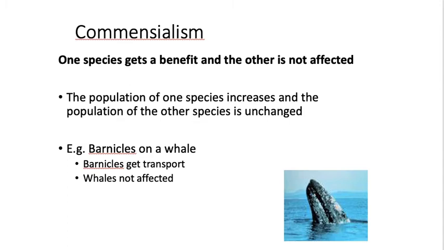Another example of symbiosis is commensalism. Now, in this case, one species is getting a benefit and the other species is not getting a benefit, but there's no harm being done to it either, so it's not really affected. What's going to happen in terms of population here? Well, the species that's getting the benefit, its population is going to increase, and the other population isn't really going to be affected. And an example would be barnacles living on a whale. The barnacles are getting transport. The whale's not getting anything, but it's not doing them any damage either.